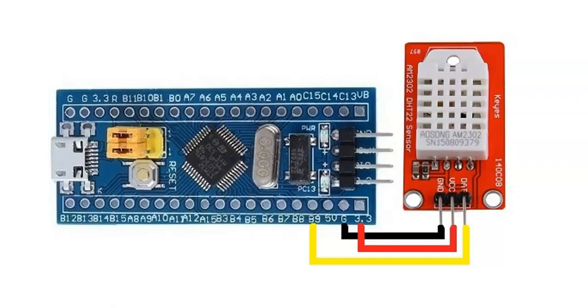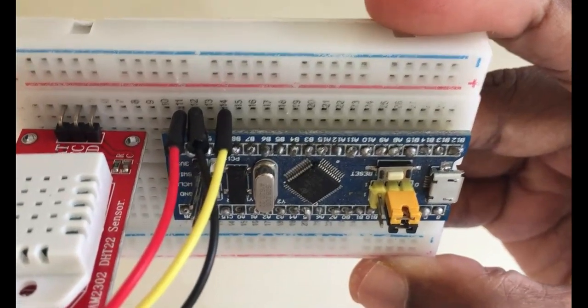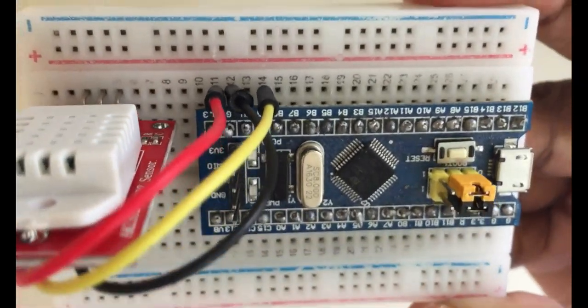The wiring diagram is here. In this video, we do without the OLED display. B9 is connected to data, G is connected to ground, and 3.3 volt is connected to VCC. The wiring connection is like this.